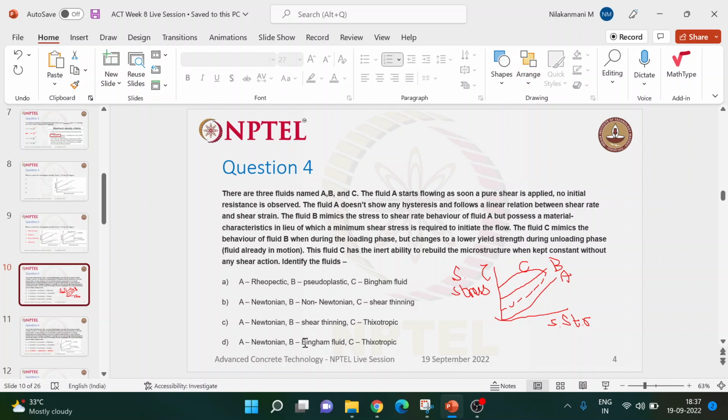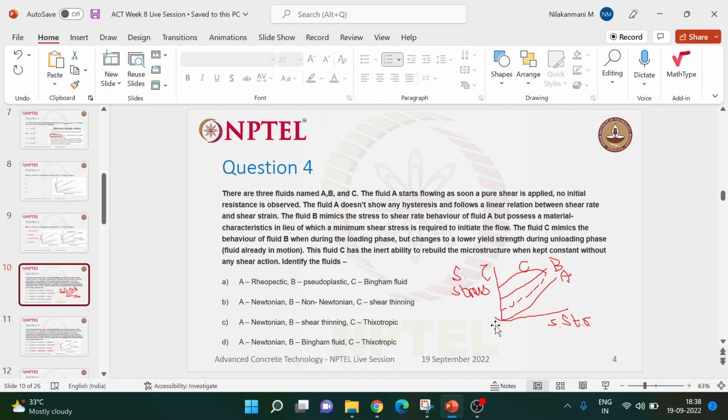When we come to shear thinning, let us leave the second part, that is the non-Newtonian and the Bingham fluid. If you see the third part, C is satisfying shear thinning more than thixotropic, ma'am. Actually, they are saying fluid C mimics the behavior of fluid B during the loading phase but changes to a lower yield strength during the unloading phase, which means the yield strength will be high once the material is at static, when during the loading phase we put the material under shear.